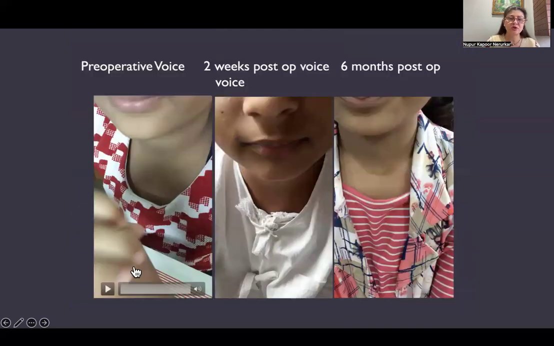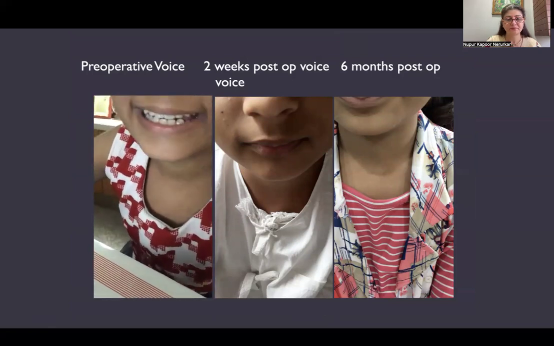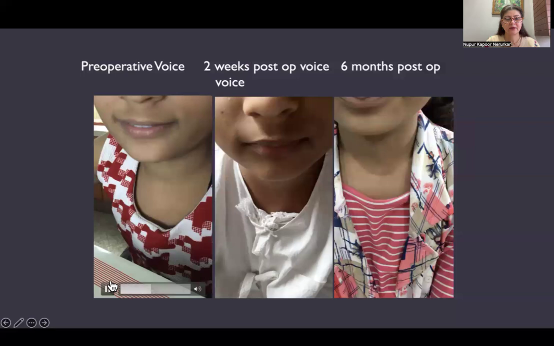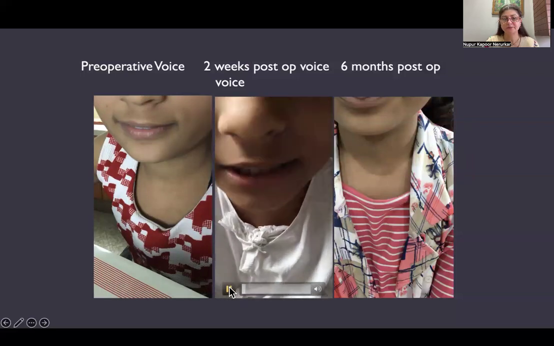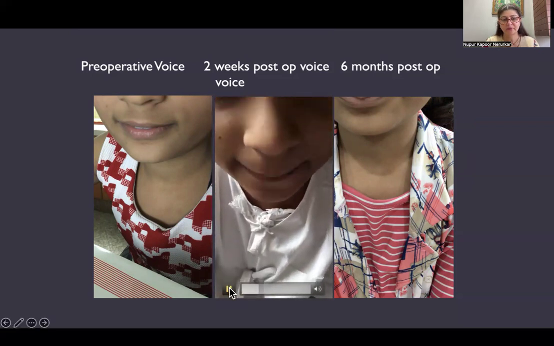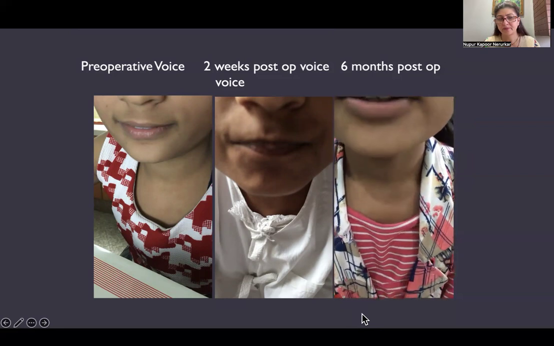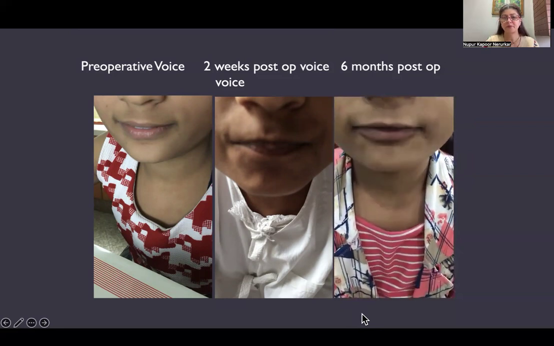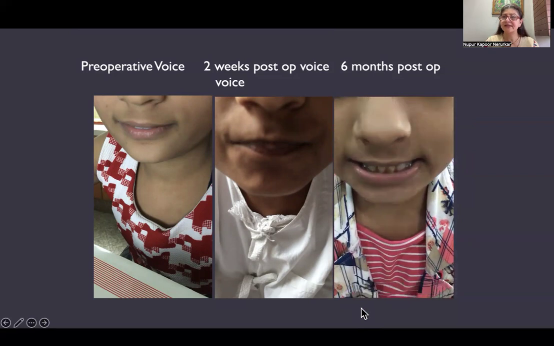And this is the patient's voice. She hardly has a voice. Two weeks later, a louder voice, still the hoarseness is present. This is a much better voice at 6 months when complete healing has taken place.